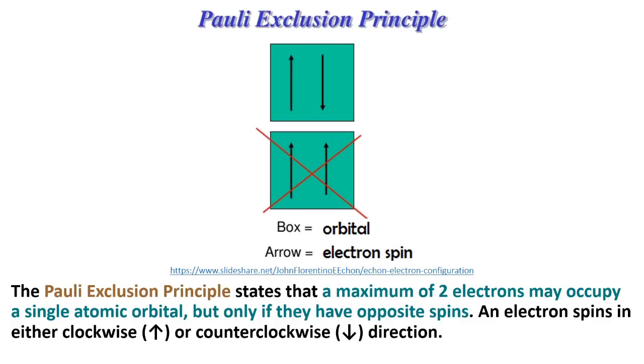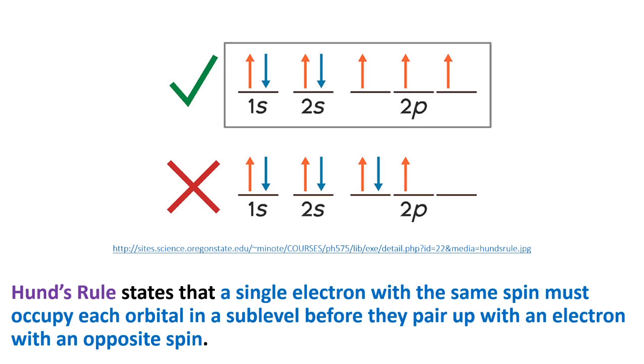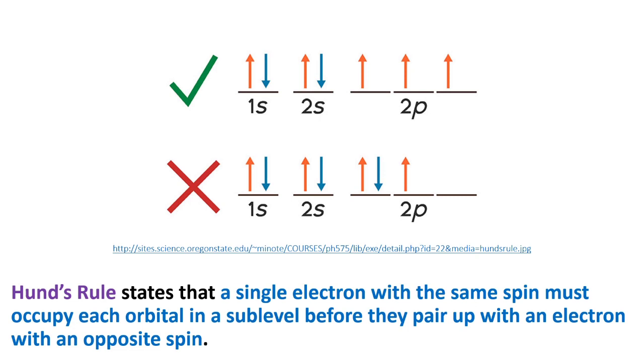The Pauli exclusion principle states that a maximum of 2 electrons may occupy a single atomic orbital, but only if they have opposite spins. An electron spins in either a clockwise or counterclockwise direction. Hund's rule states that a single electron with the same spin must occupy each orbital in a sublevel before they pair up with an electron with an opposite spin. For better understanding of these rules, let's have some examples.